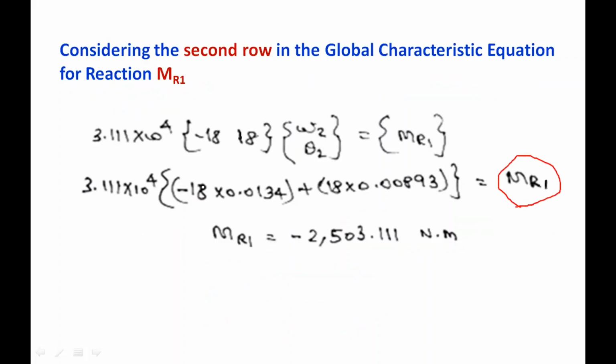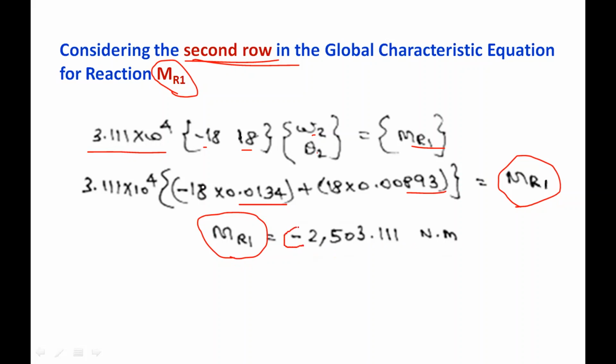For the reaction moment MR1, we are considering the second row, that is the theta degree of freedom row. Considering the second row in the global characteristic equation, we are getting MR1. So 3.11 10 to the power 4, then minus 18, 18, W2, theta 2, equal to MR1. Substituting the W2 value and theta 2 value, we are getting the reaction moment MR1. That means the reaction moment at support 1 is minus 2503.11 Newton meter. So the minus sign indicates it is acting opposite to the assumed direction. So it is a clockwise moment.